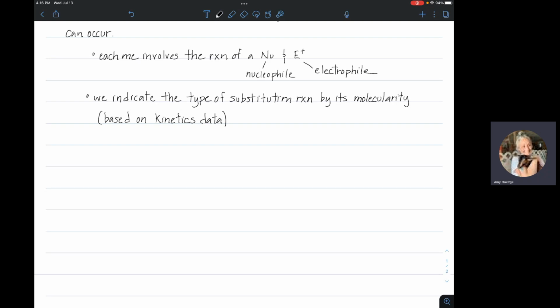So we're going to start out with our bimolecular process for a nucleophilic substitution reaction, and this is otherwise known as the SN2 reaction. So the S stands for substitution, the N stands for nucleophilic. So we have a nucleophilic substitution reaction.